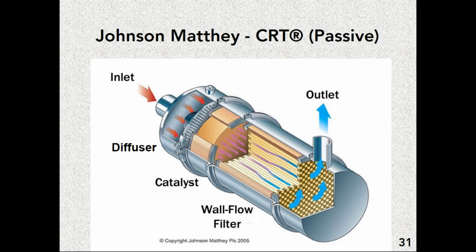The next component is the diesel oxidation catalyst, which again does two things. It burns some of the soot, changes a lot of the NO to NO2, and it raises the temperature. And then you have the wall flow filter where the rest of the reaction and collection take place.